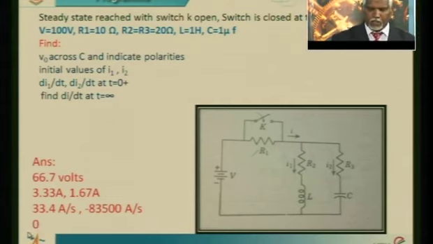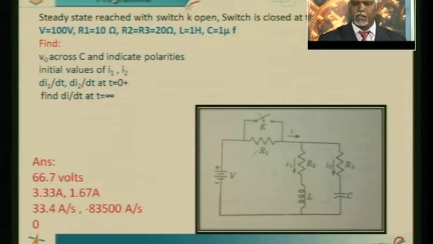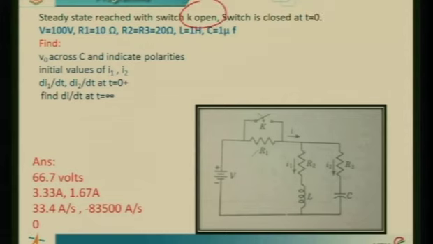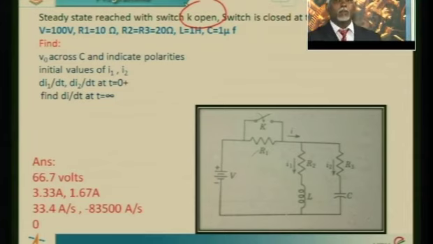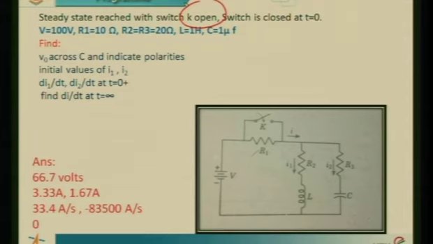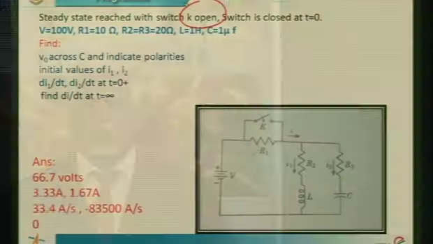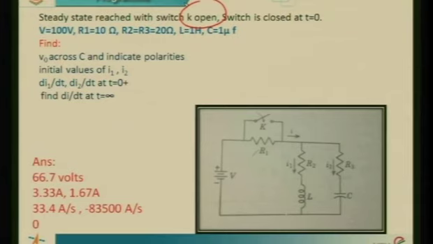He says the switch is initially open, meaning K is open, and the switch is closed at t equal to 0. So we need to know the status of the switch before the operation. Initially the switch is open, meaning the resistance R1 is included in the network at t equal to 0 minus. Once the switch is closed, the resistance becomes redundant because the switch acts as a short circuit across the resistor. We need to know the history of the network, and he has asked you to find V naught, the voltage across the capacitor, and indicate the polarities.